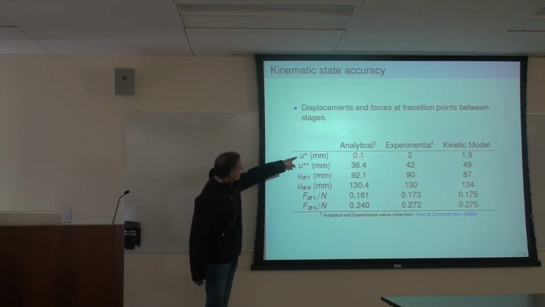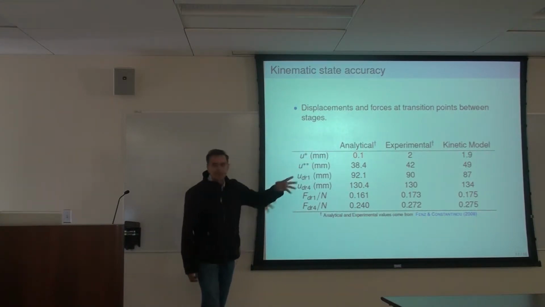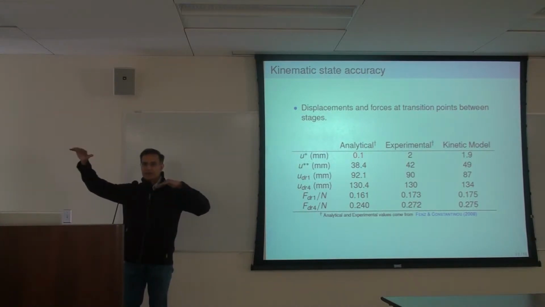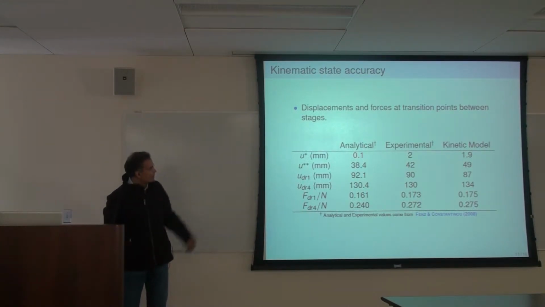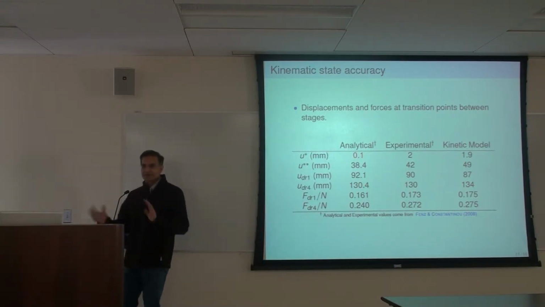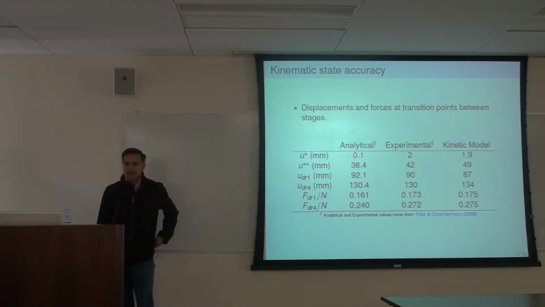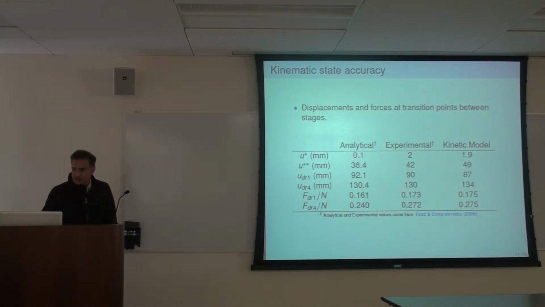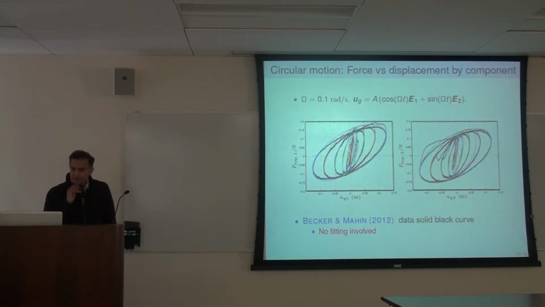We were really happy that for the first transition, we were able to do much better at the displacement of the transition than the other model, right? So 1.9 versus 2, and the analytical model is giving 0.1. So it's going to give you really bad frequency behavior at the start. So that was a nice result of this model.